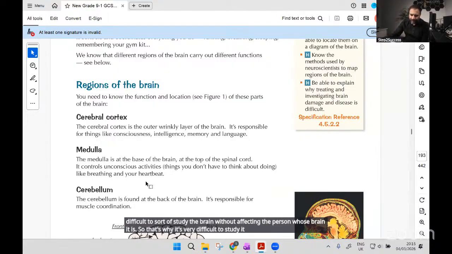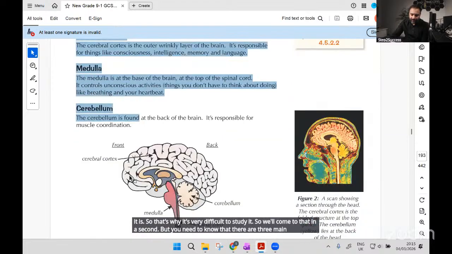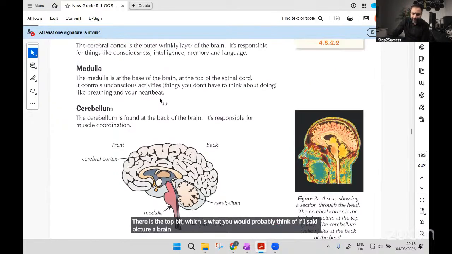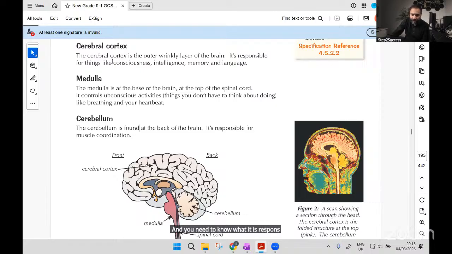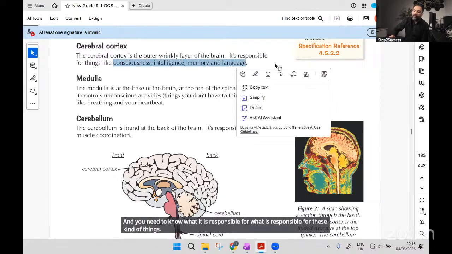We'll come to that in a second. But you need to know that there are three main regions of the brain. There is the top bit, which is what you would probably think of if I said picture a brain, the wrinkly bit at the top. It's called the cerebral cortex. And you need to know what it is responsible for. It is responsible for your conscious memories, consciousness, your intelligence, the language that you speak, your memory, those sort of key important things.